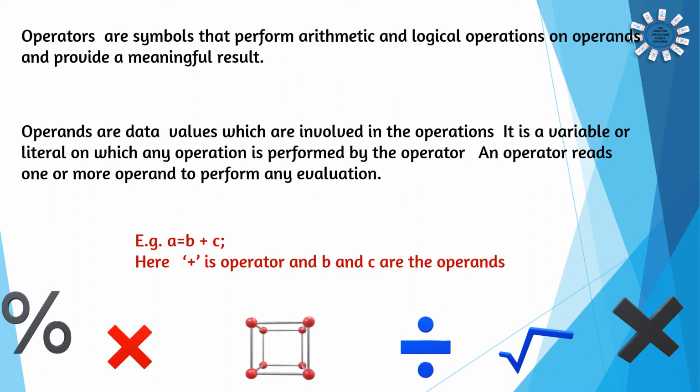We can see one example to understand the operators and operands. When we say A is equal to B plus C, here the plus sign is an operator, the equal sign is also an assignment operator, and B and C are the operands. That means operators will work upon the operands to get a meaningful result.